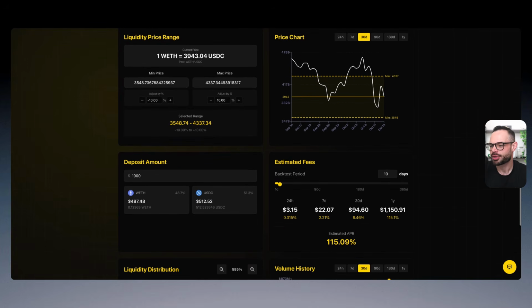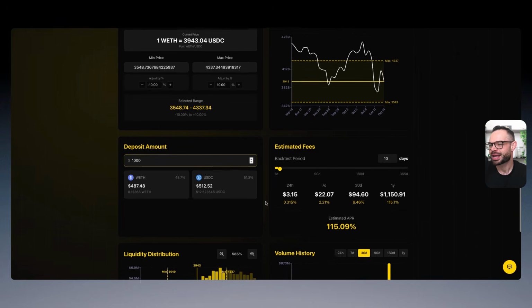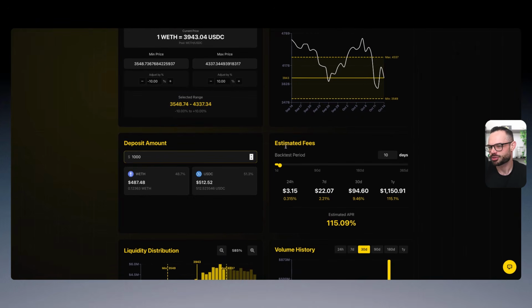If I scroll down here, it allows us to assess how much we're going to deploy into the pool, and it'll tell us the ratio split based on the current price of the asset and based on the concentrated range that we've defined. This is the place that I think is going to be most interesting for most of you here: the estimation of the fees that you can be earning on a percentage basis. We break it down here into 24 hours, 7 days, 30 days, and even 1 year.